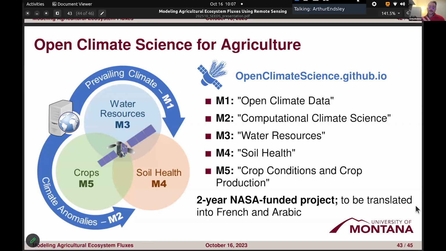And the materials right now are being translated into French and Arabic. We actually have the first 3 modules already translated into French. We'll have the first module translated into Arabic very soon. So if you're interested in learning more about the data and the tools that we use to analyze the data, I do suggest that you check out our website.